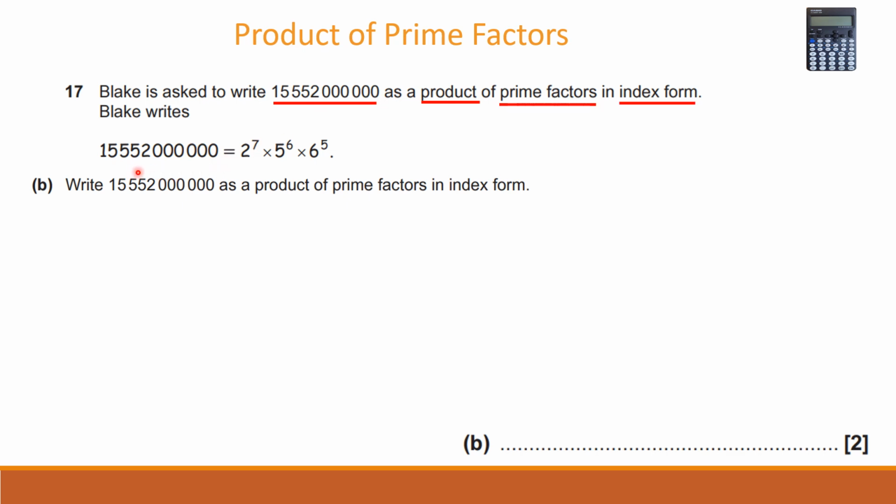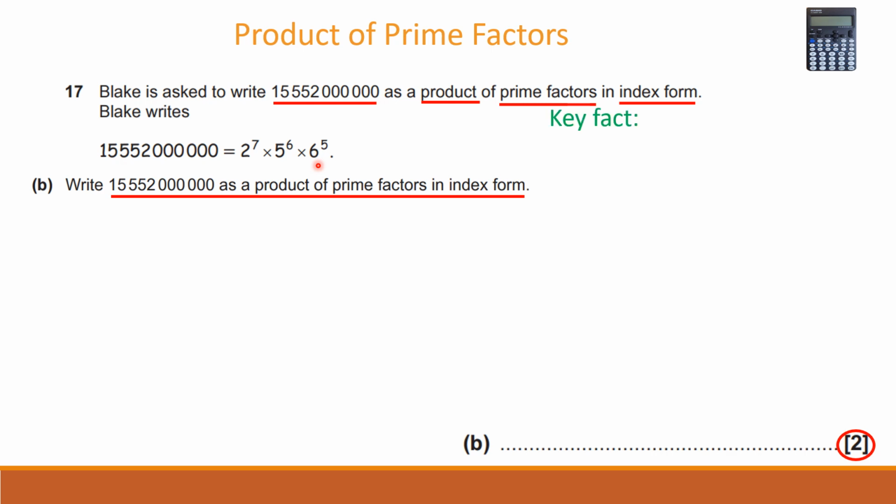So you can see here this number has been written as 2 to the power of 7 times 5 to the power of 6 times 6 to the power of 5. Now in part A, you can see my previous video to see what was wrong with the question, and it was that this 6 here is not written as a prime number. So part B says we have got to write this number as a product of prime factors in index form. So we've basically got to convert this 6 to the power of 5 to be in terms of a prime number. This is worth 2 marks in the exam.